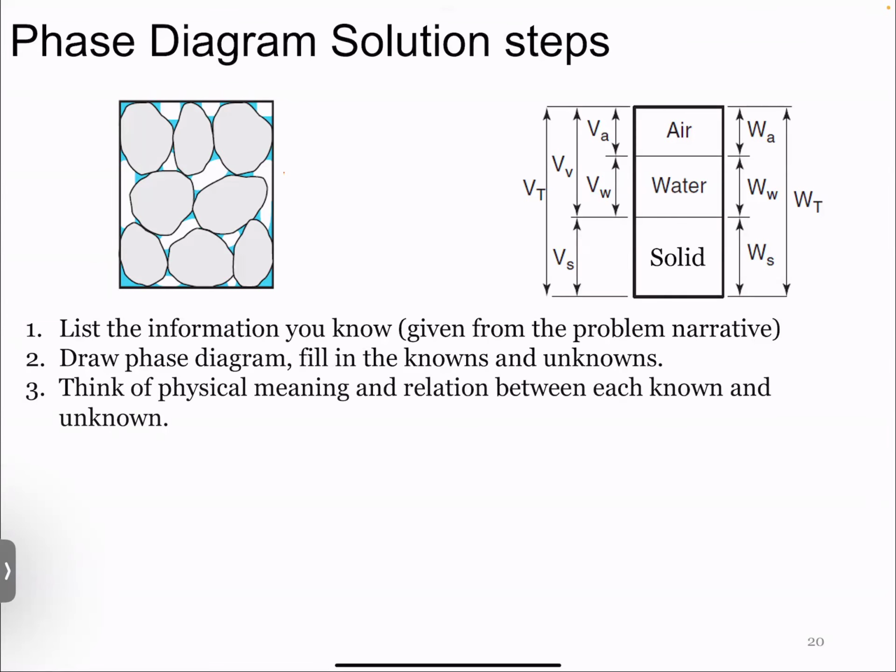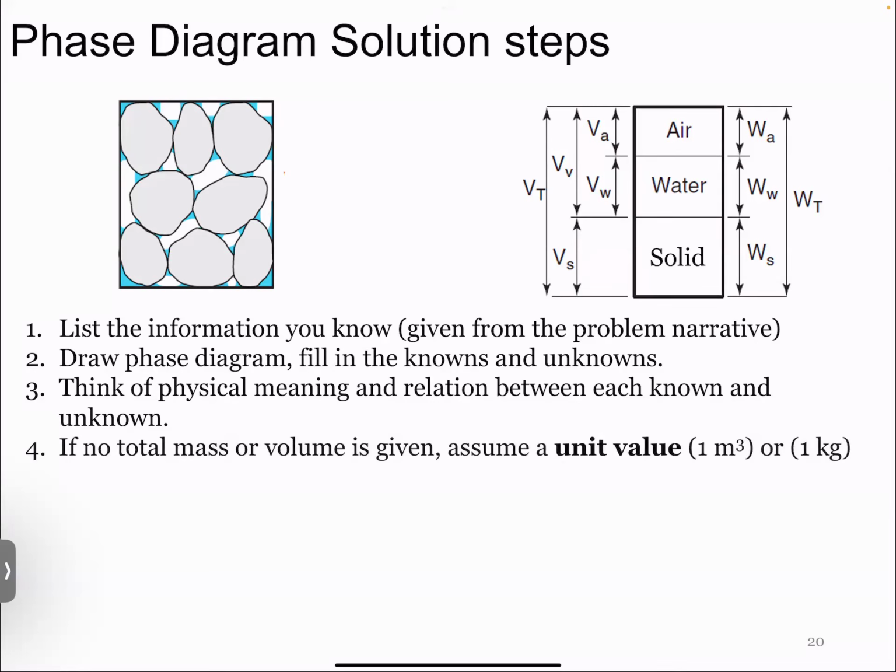Next, think of the physical meaning and relation between each of the knowns and the unknowns. So don't just think of them as numbers, but think about what that number actually represents when it comes to this phase diagram, or the soil sample that you're given. The thing here that always trips people up is if there is no total mass or total volume given, then it is okay to assume a unit value of either 1 cubic meter or 1 kilogram, but that is only if nothing is given to you.